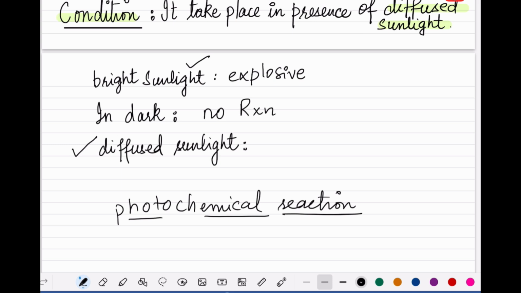However, in diffused sunlight, the hydrogen atoms of the alkanes are replaced with some other atoms. Replacement of hydrogen atoms takes place and a variety of products are formed. Substitution reactions continue till all the hydrogen atoms in an alkane are substituted with the other atoms.